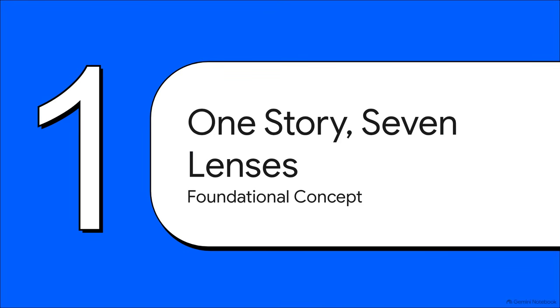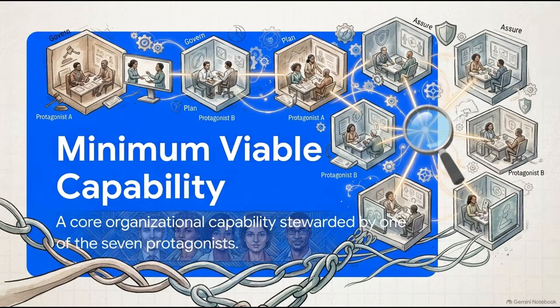Section 1. One story, 7 lenses. The foundational concept. So the core premise here. It is absolutely fascinating. Nichols and Moskowitz aren't writing some dry textbook. They're actually building a shared story narrative that does double duty as a rigorous practitioner framework. It's all built around the minimum viable capability, or MVC. The entire series revolves around 7 of these core capabilities, things like govern, assure, and plan, and each one is stewarded by one of the 7 protagonists.